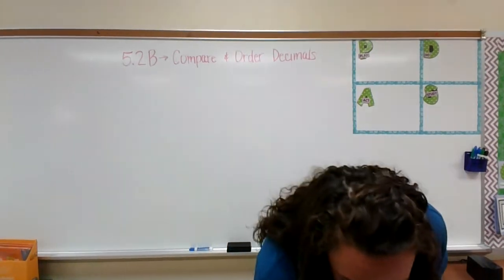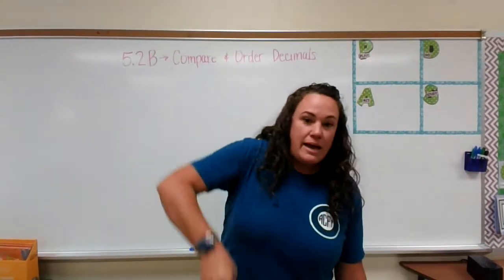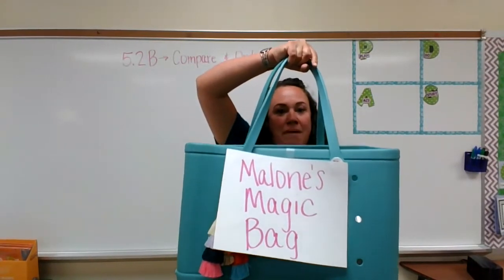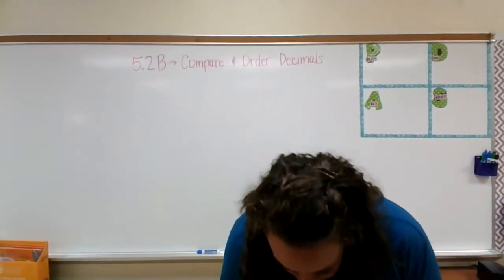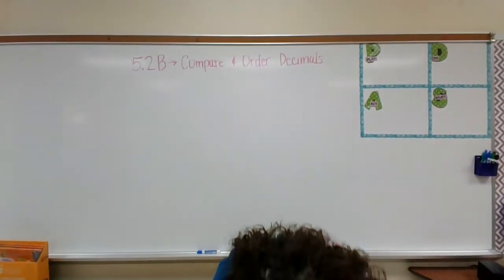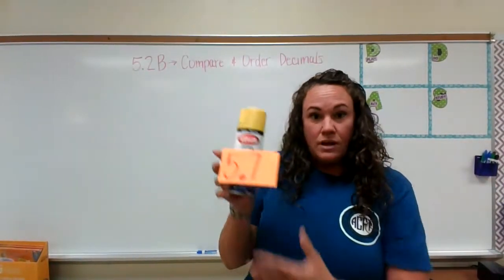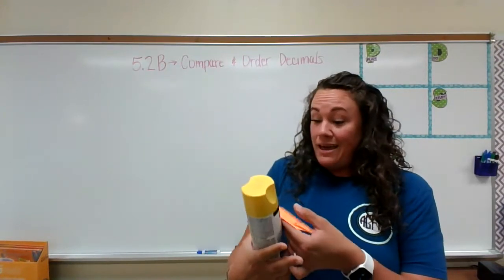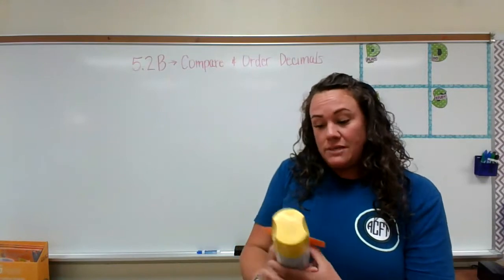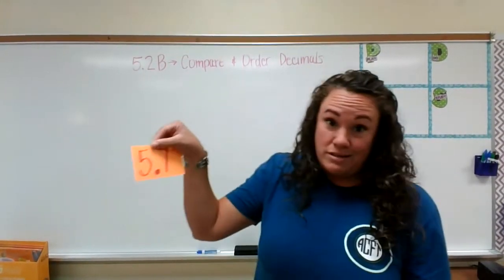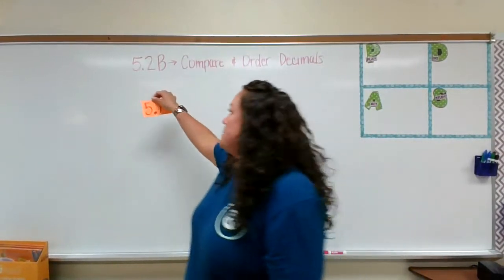What we're going to do today is I have a handy dandy bag, Malone's Magic Bag, and it has some of my favorite items in it. Let me pull out the first favorite item. Yellow spray paint. I weighed what was left in this can, and there are 5 7/10 ounces in here. I'm going to put this up on the board.